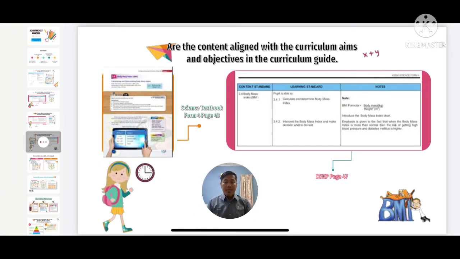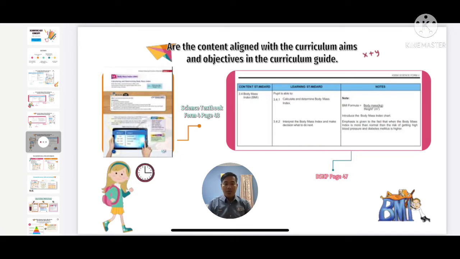The last subtopic is 3.4. This point is about body mass index, which is BMI. The science textbook shows the same subtopic as the standard content of the DSKP. The standard curriculum suggested that students should be able to calculate and determine the body mass index by themselves. So, the science textbook has attached the picture of the formula on how to calculate body mass index, which is body mass divided by height to the power of 2.